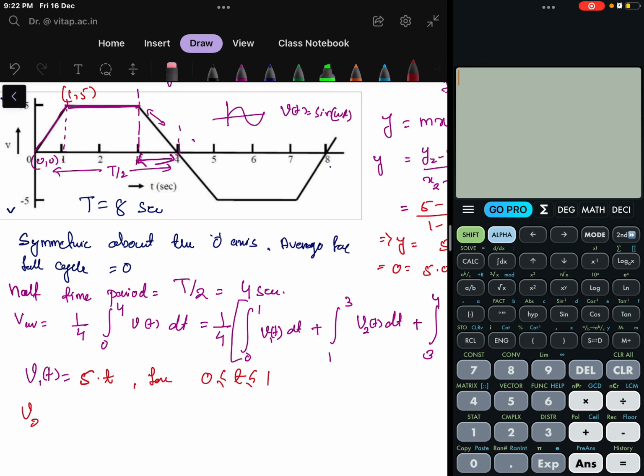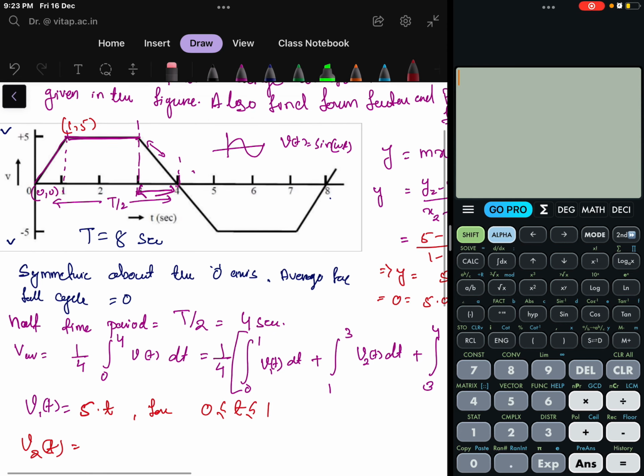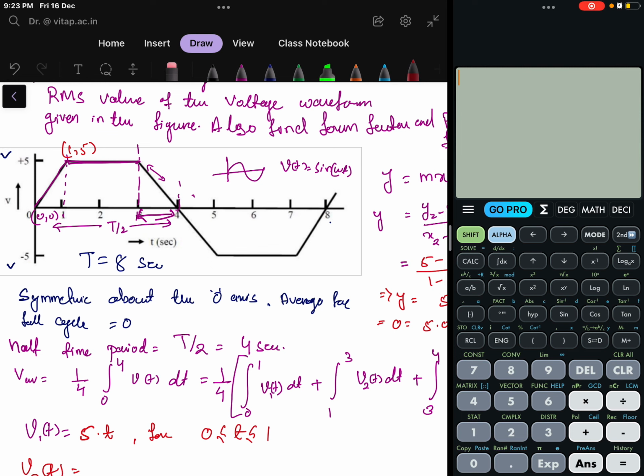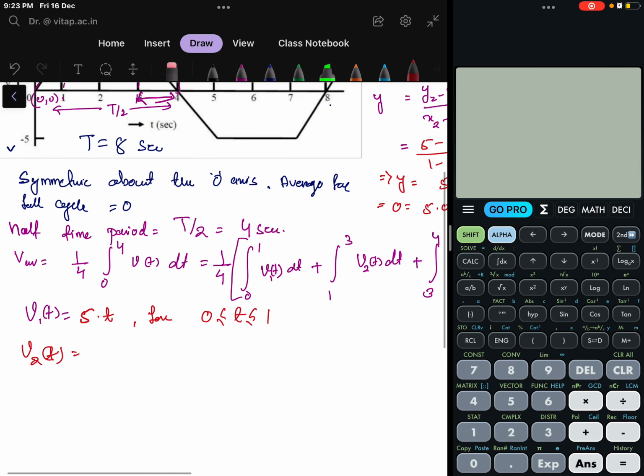Next we have to find v2 of t. So, what is v2 of t? You can see this part is your v2 of t, and the value is 5, it is constant. So directly I will write it equals 5 for 1 less than or equal to t less than or equal to 3. For this range the value is 5.